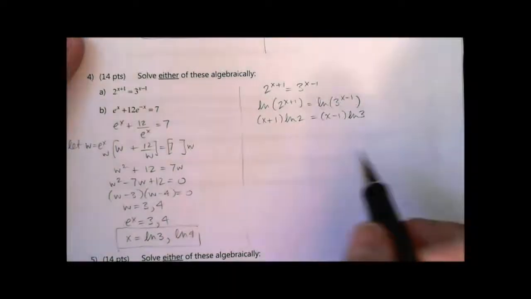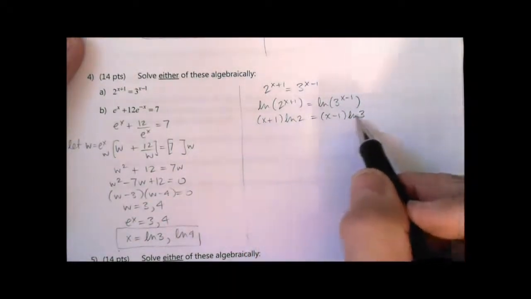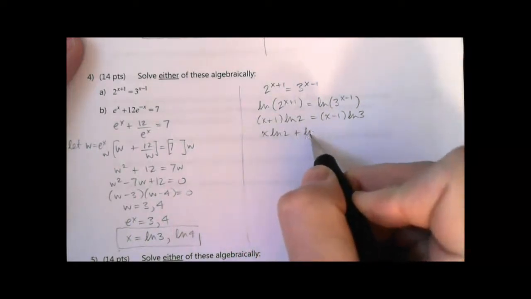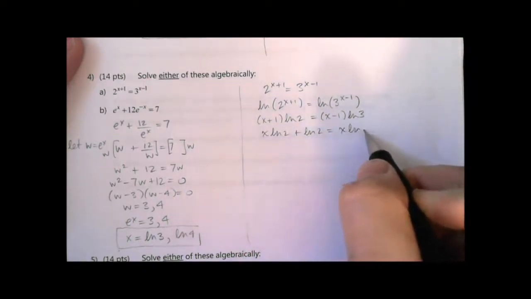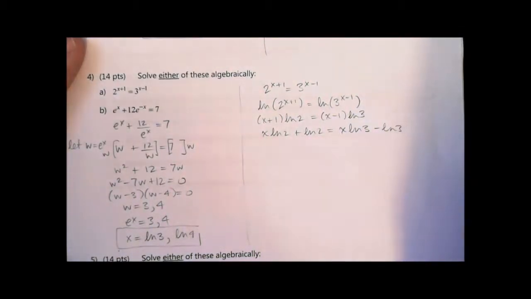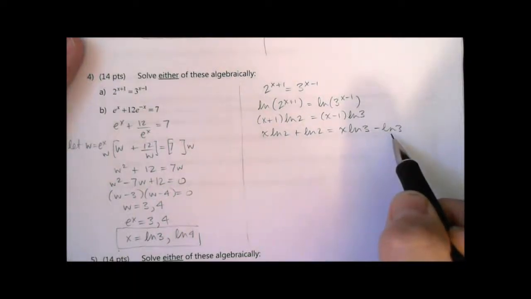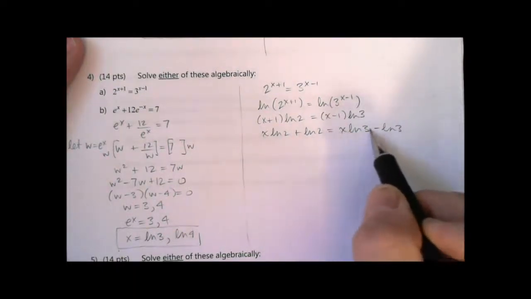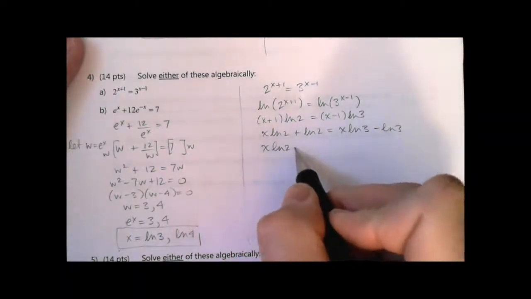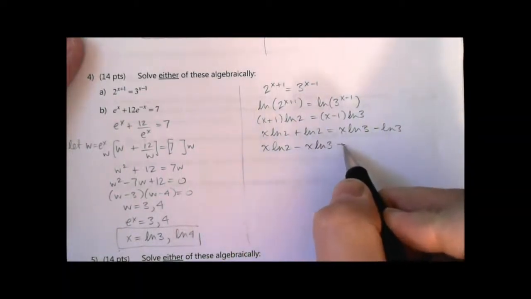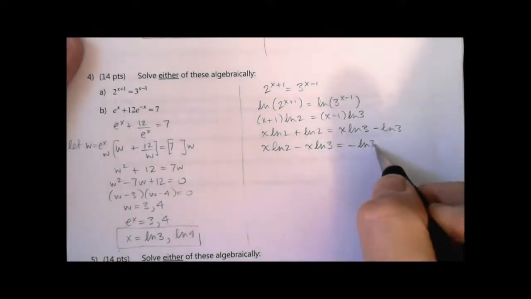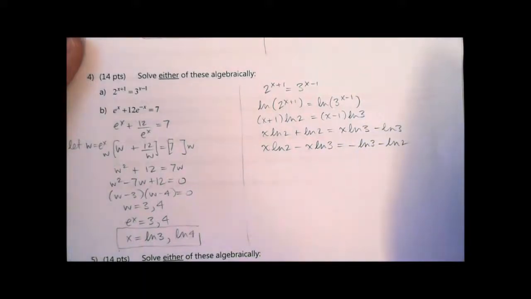Now this equation is linear in x. Notice the x is just multiplied by various numbers and added up. So we have x ln 2 plus ln 2 equals x ln 3 minus ln 3. And we can do this, for example, by getting our x terms, this one and this one, on the same side, and I'll bring them over here. So x ln 2 minus x ln 3, and the terms that don't have any x's, we can move to the other side. Minus ln 3 minus ln 2.